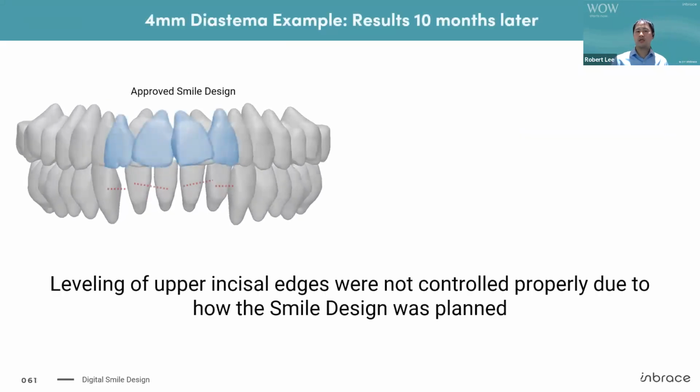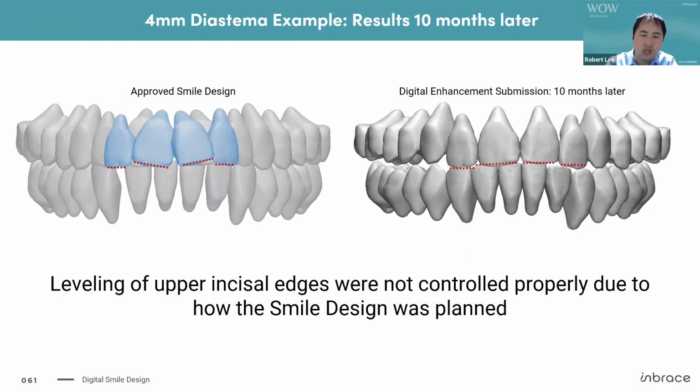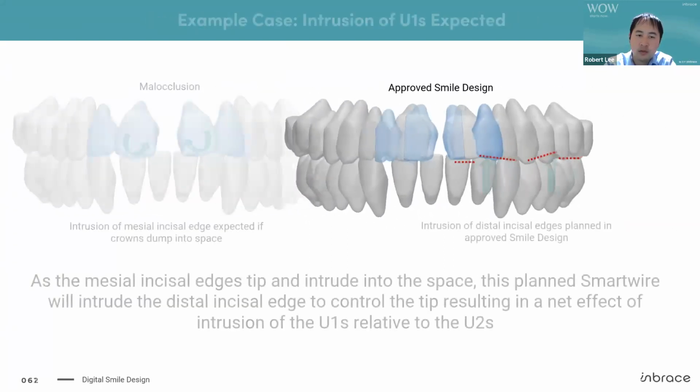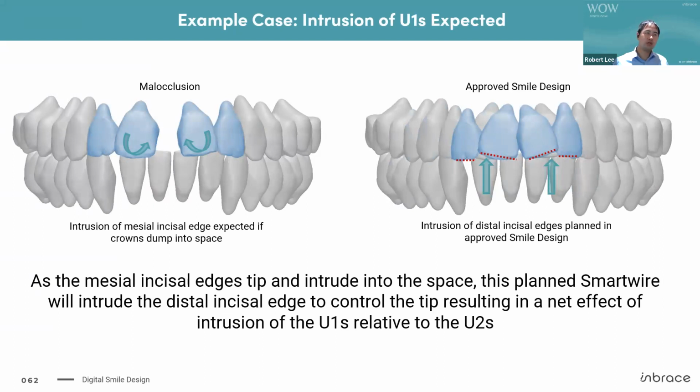This is actually how the case was approved. You see the amount of root tip applied was appropriate, but the vertical positioning is a little strange when you look at this. And this is what happened about 10 months later. You actually ended up with a reverse smile arc. And then you can see that the upper laterals are actually more extruded than the distal incisal edge of the upper ones. So when we look more into this, let's think about what's happening here.